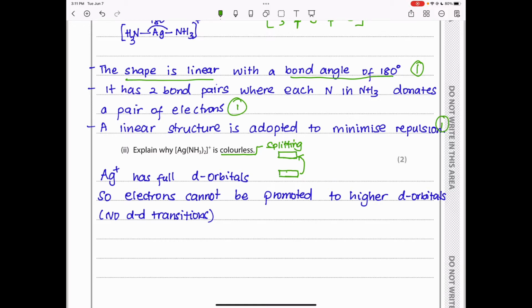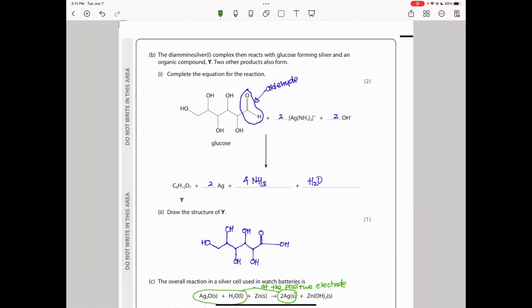So the reason why this complex of silver is colorless is because the d orbitals are fully filled, so there is no possibility of the electrons in the lower energy level d orbitals to transition into the higher energy level d orbitals, and that means there will be no color because light cannot be absorbed in order for us to see any difference in color due to the transition. So I said silver has fully filled d orbitals, so electrons cannot be promoted to higher d orbitals, or you can say there are no d to d transitions. So that's how you get 4 marks for this.